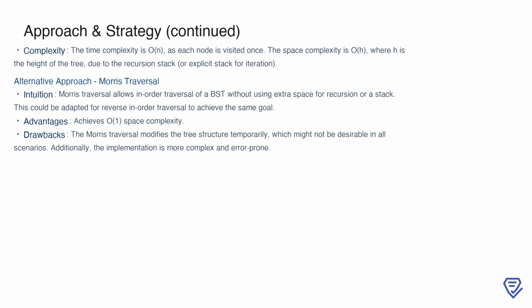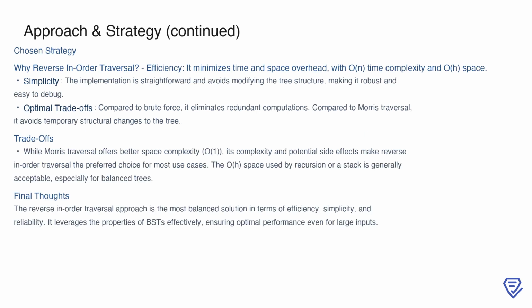for additional storage. However, there are notable drawbacks. This method temporarily modifies the tree structure by altering the pointers, which could be undesirable in scenarios where the tree's integrity must be preserved. Furthermore, the implementation is more complex and prone to errors. While Morris traversal provides an intriguing alternative, its trade-offs make it less appealing for general use compared to the reverse-in-order traversal. Among the approaches discussed, reverse-in-order traversal stands out as the most balanced and practical strategy.